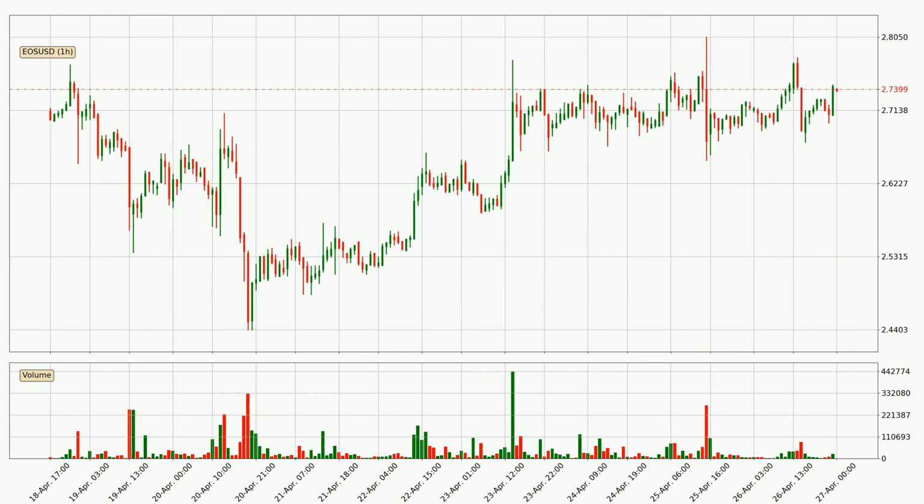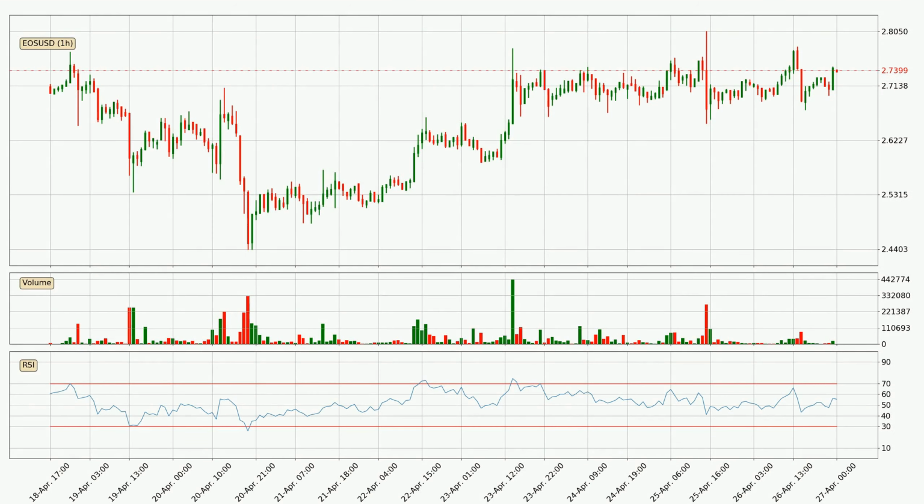If we look at the hourly time frame for EOS, the price went up only slightly, around 1.1% in the last 24 hours, with a current price of 2.74. Moving to the hourly relative strength index, the current hourly RSI is at 55, so there are currently no signs of the crypto being overbought or oversold.